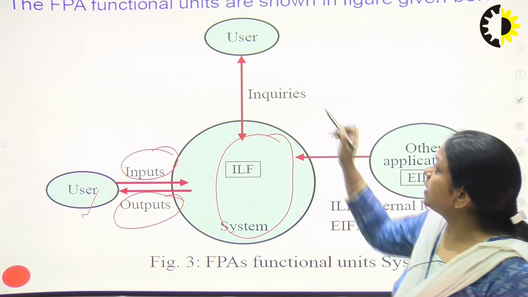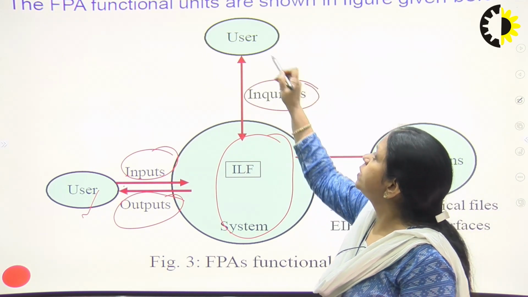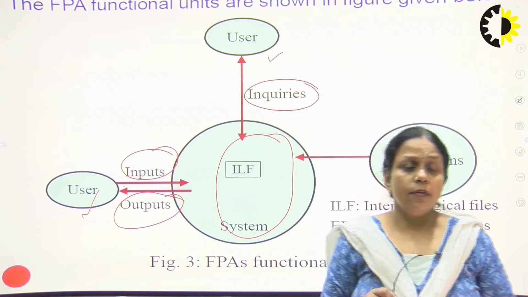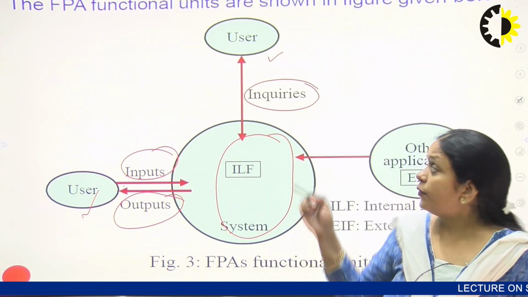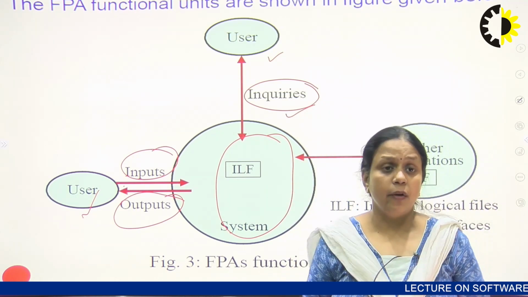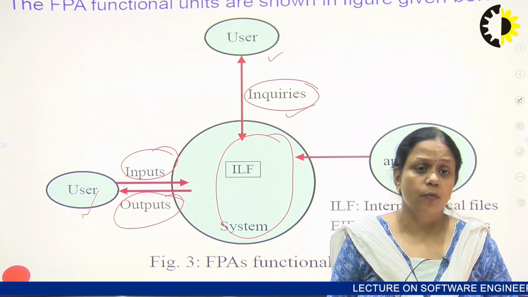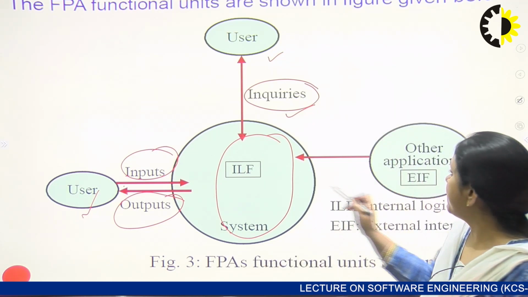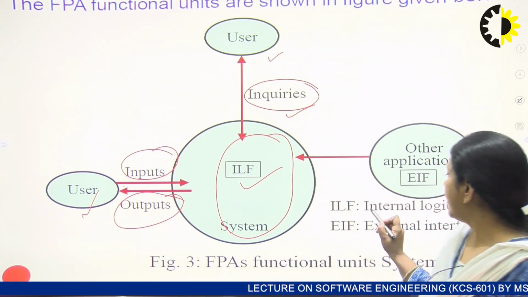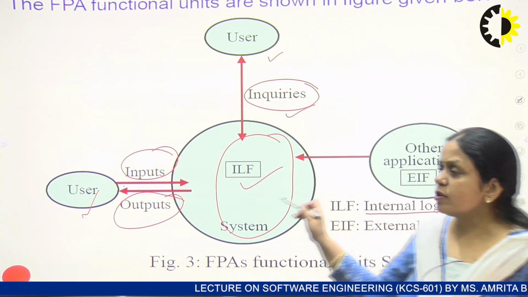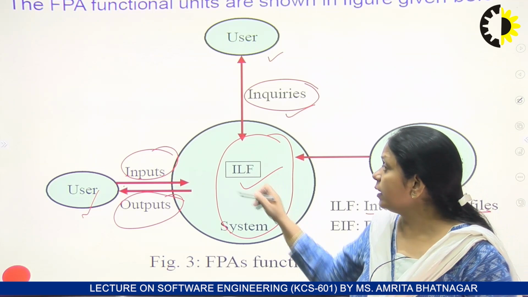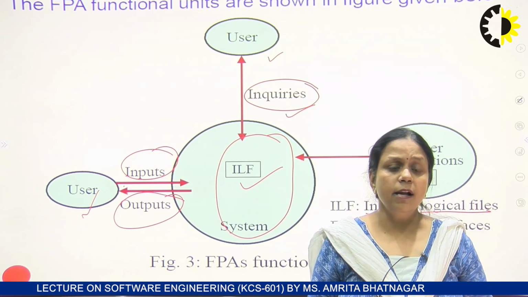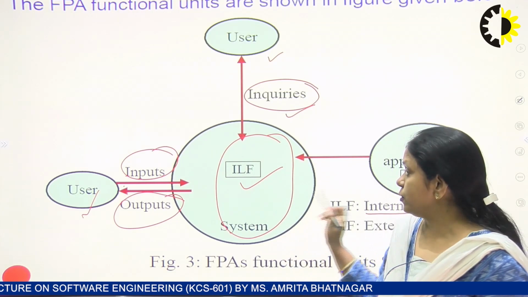Another thing is inquiries. The user can ask some inquiries from the system also. So we will calculate all the different types of inquiries which can be asked by the user from the system. The next is the ILF, which is for internal logical file. These are all the internal files of the system. So we will calculate the number of internal files in the function point also.